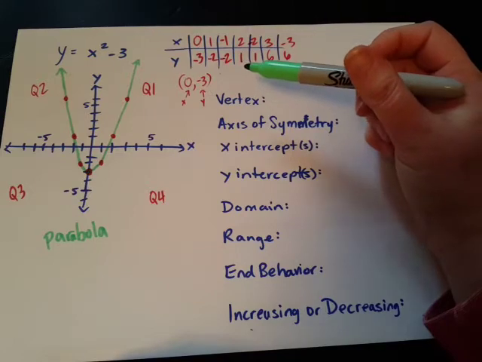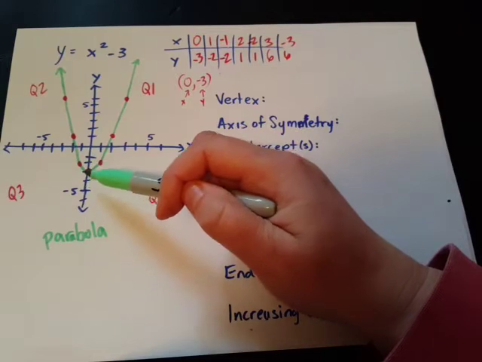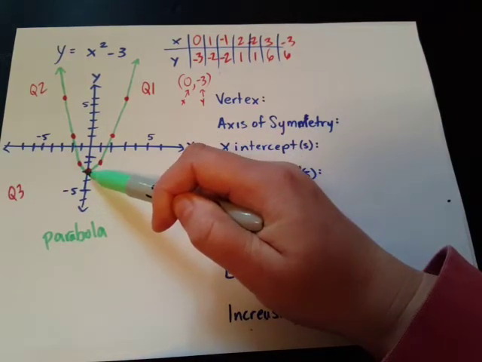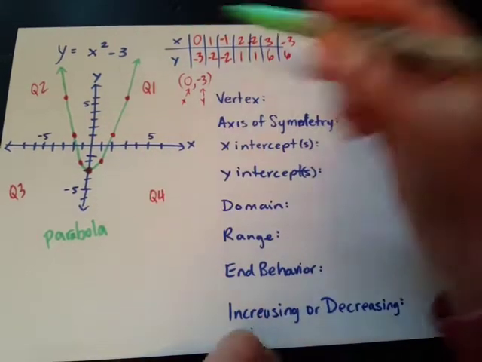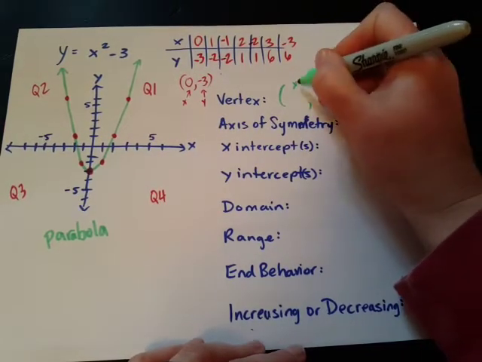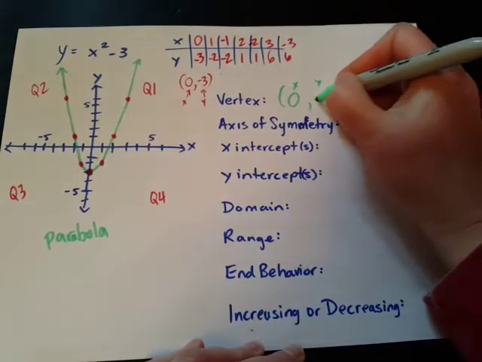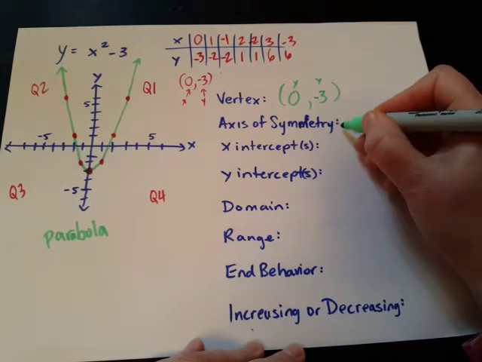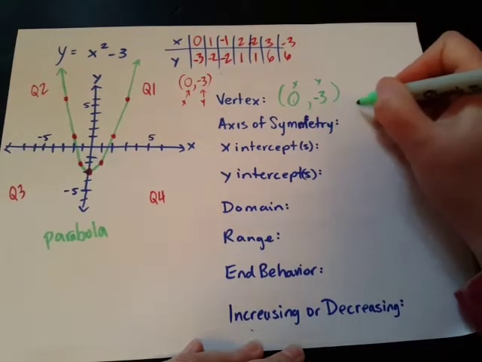In which case here, we're going to find it here at 0, comma, minus 3. So we always show our points as x and y values. So it's when x is 0 and y is minus 3. That's our vertex. The axis of symmetry comes from the x value of the vertex.